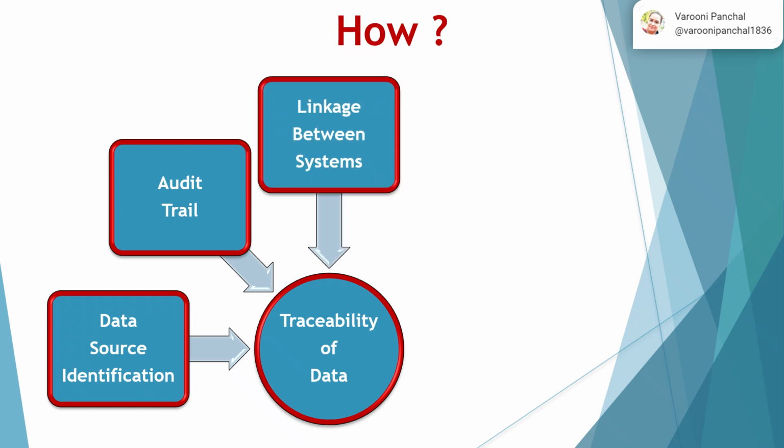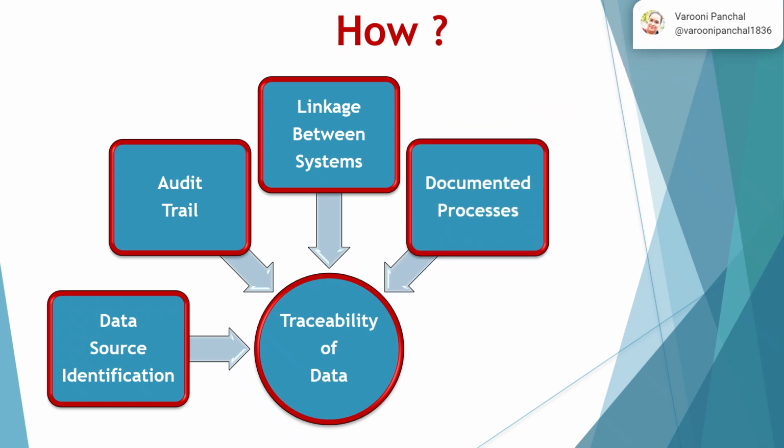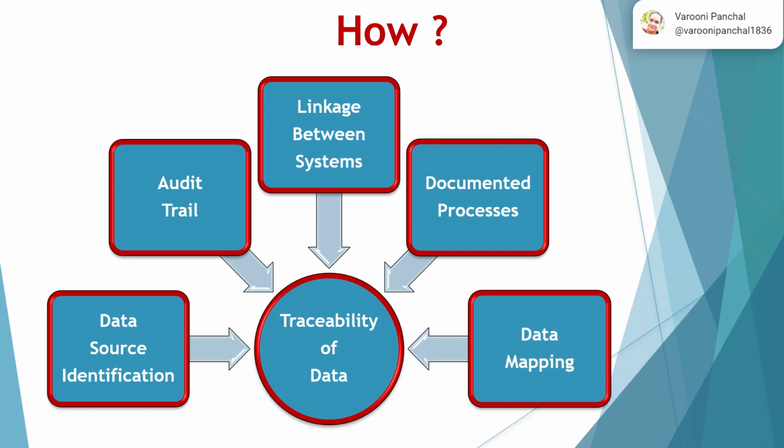3. Linkage between systems. Ensure clear connections between raw data, transformed data, and outputs. For example, link EDC systems, electronic data capture, SAS datasets, and reports. 4. Documented processes, standard operating procedures, SOPs, and metadata for datasets are vital to map data flows and processes. 5. Data mapping. Data must be traceable across different formats, such as from raw data to SDTM, study data tabulation model, and further to ADaM, analysis data model, and outputs, e.g., tables, figures, listings.